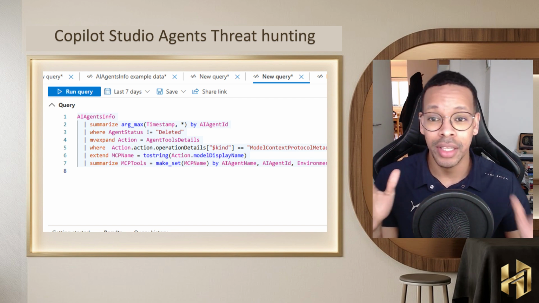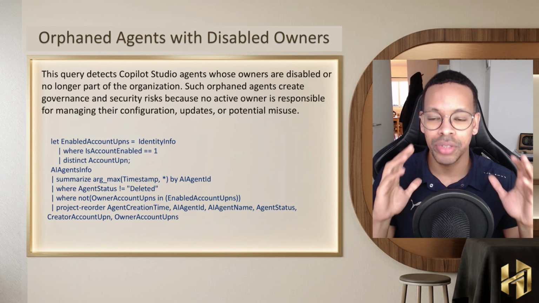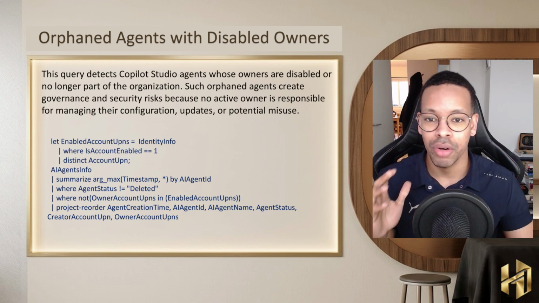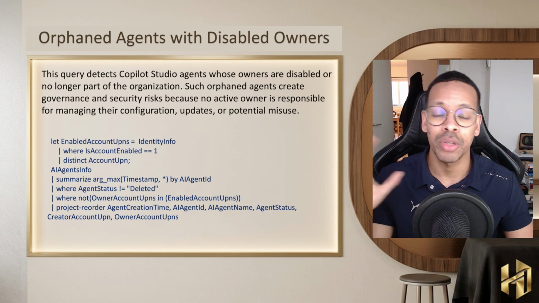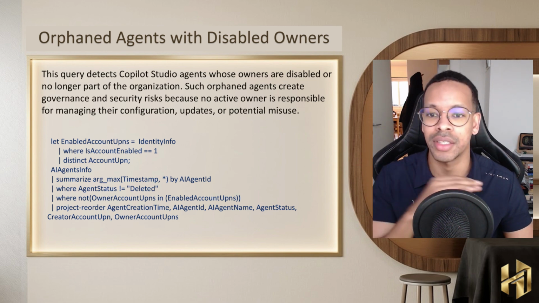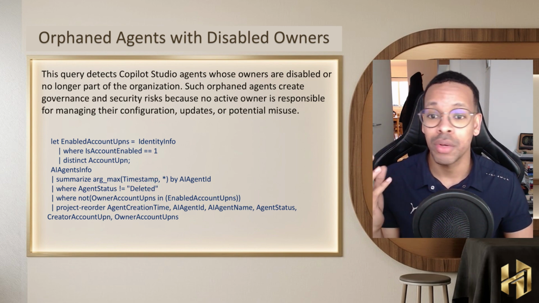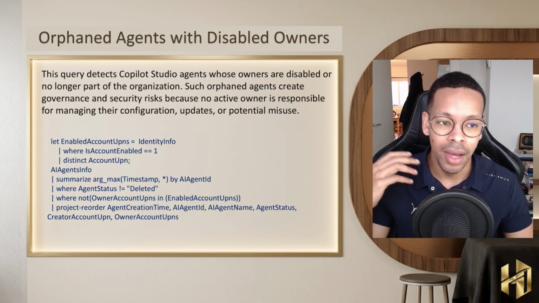First we look at the orphaned agents with disabled owners. Here is the code. Don't focus a lot on it, but this will just detect Copilot Studio agents whose owners are disabled. And from there, you can start giving them other owners.